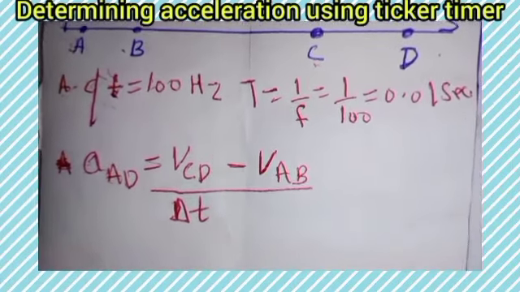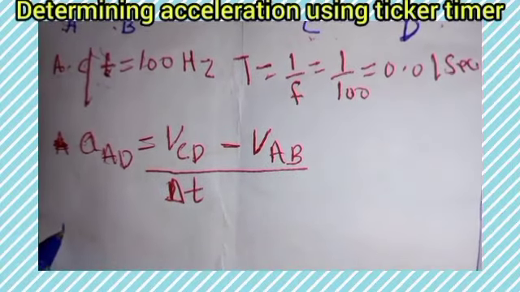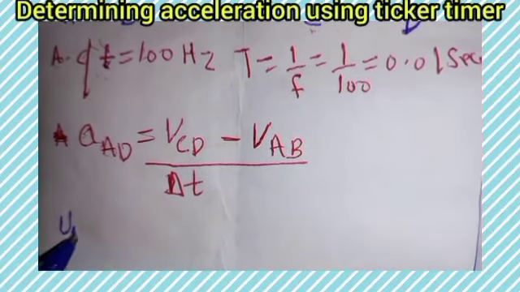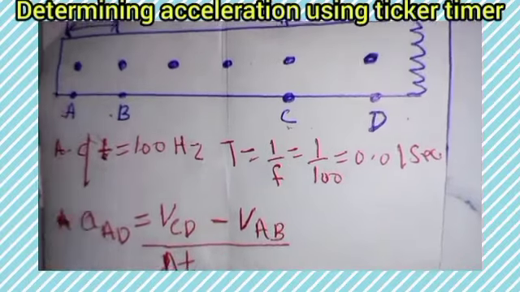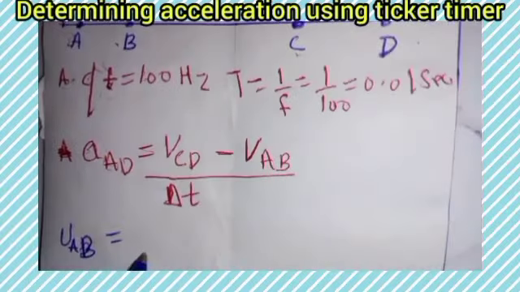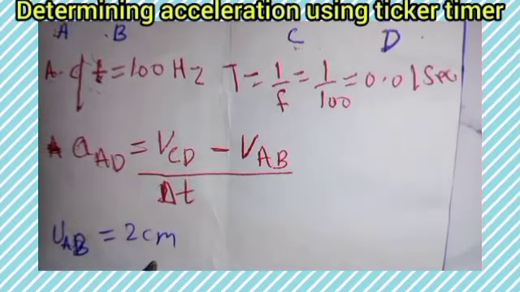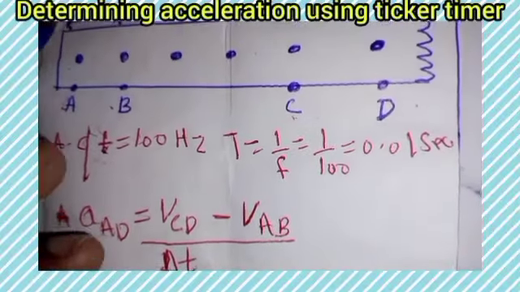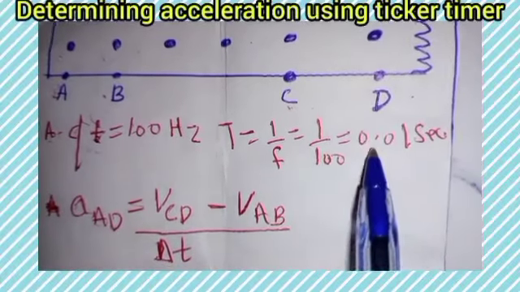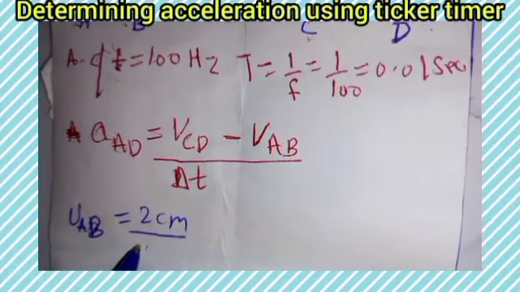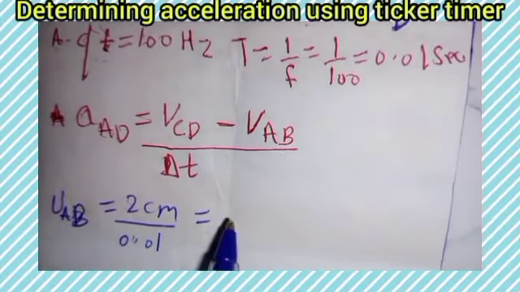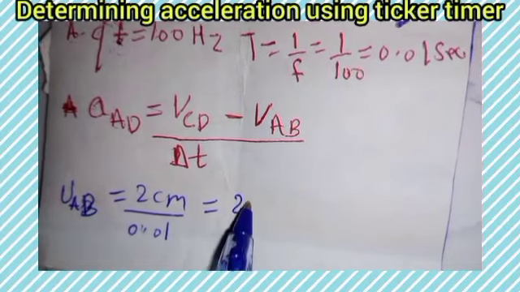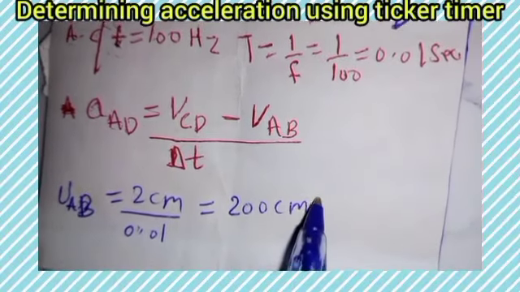So we are going to calculate first of all the initial velocity between A and B. Velocity is given by displacement over time. So our displacement here, we are given, is 2 centimeters. The time between two successive dots, we have found here to be 0.01. Velocity is given by displacement over time. So this one will give you 200 centimeters per second.